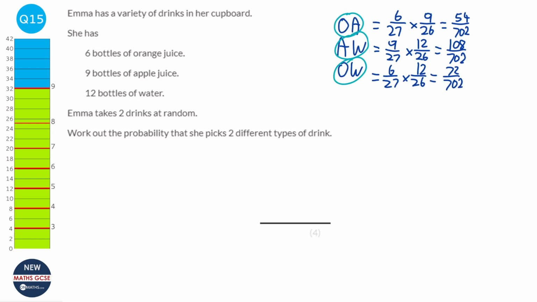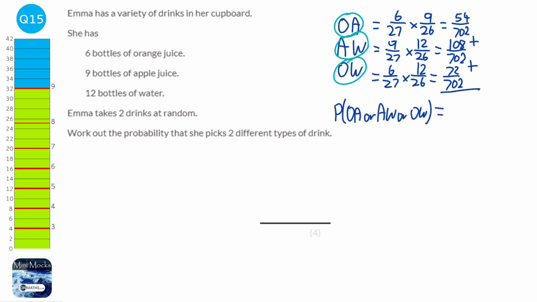Now we're looking at the probability of this or this or this, and the word or means add. So the probability of OA or AW or OW, I should put that in brackets, is these added together. And when you add them together, you get 234 over 702.